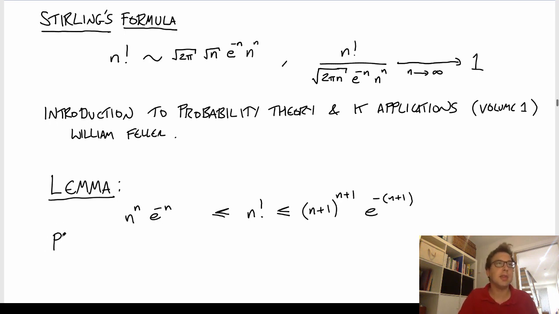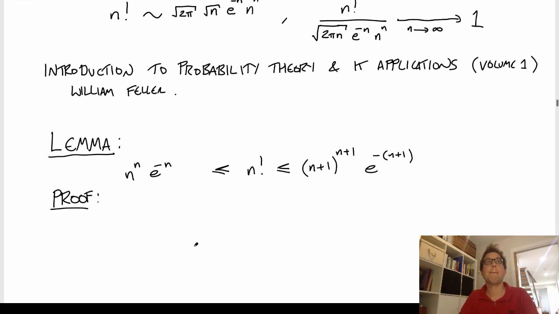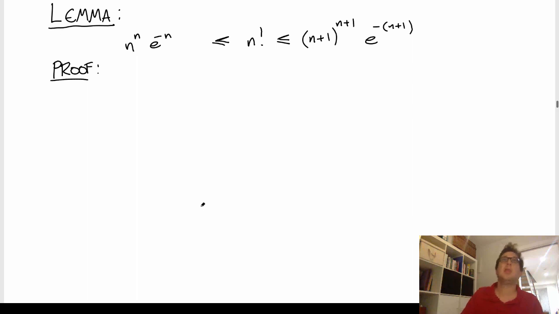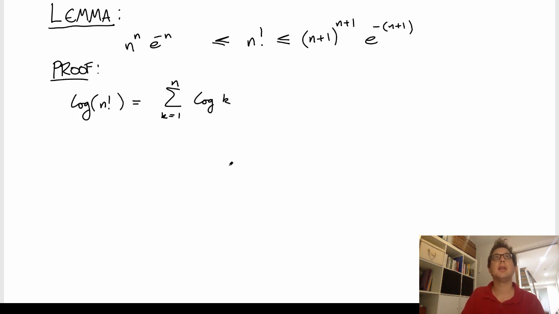So how do you go about proving a result like that? Well, one thing we can do is take logarithms. Notice that the logarithm of n factorial, remembering that logarithm turns multiplication into addition, I can think of as a sum from k equals 1 to n of log of k. Essentially, summing this is the same as multiplying inside the logarithm.